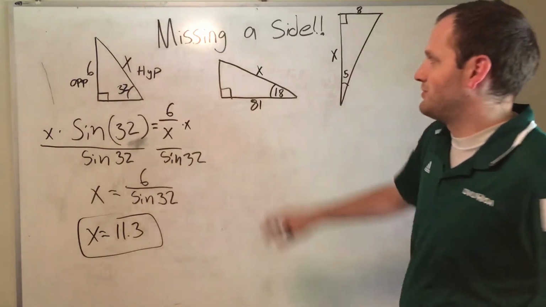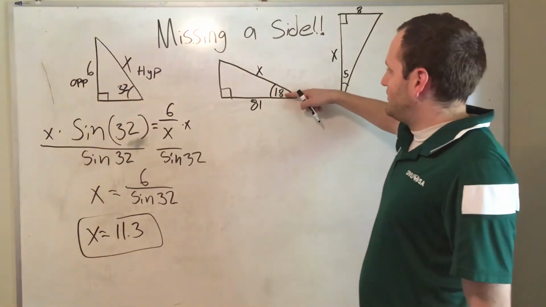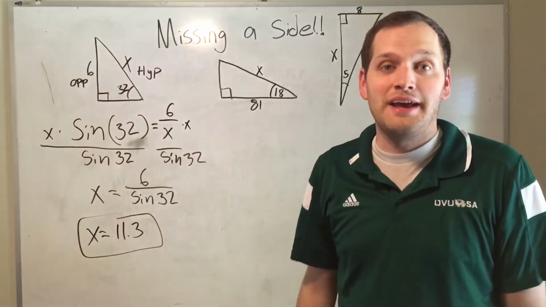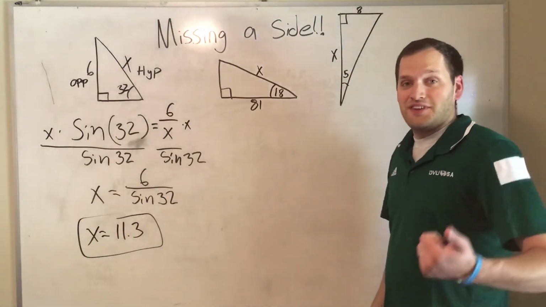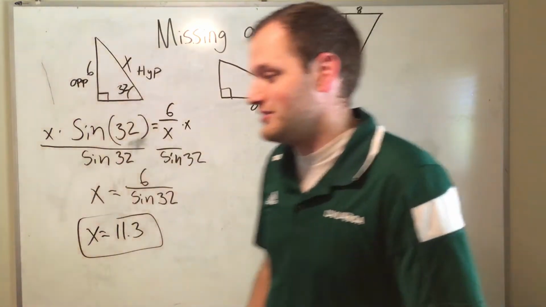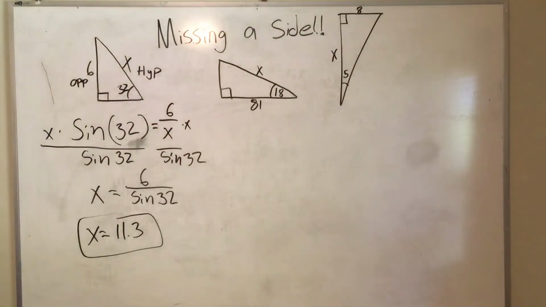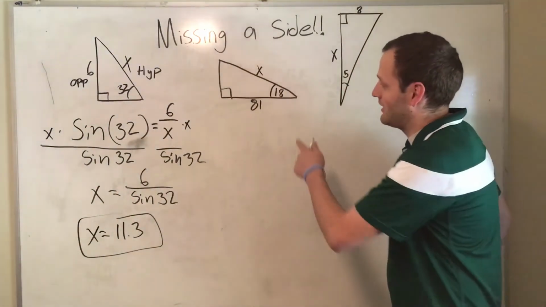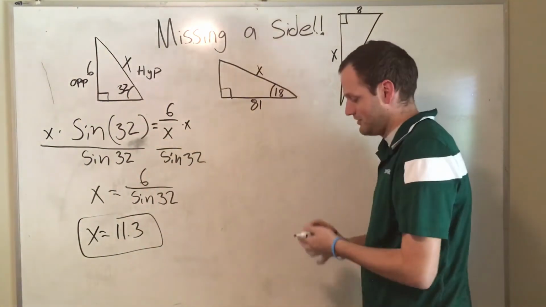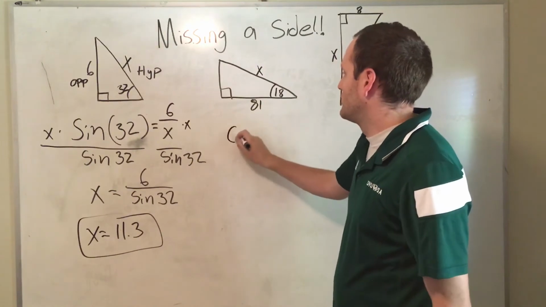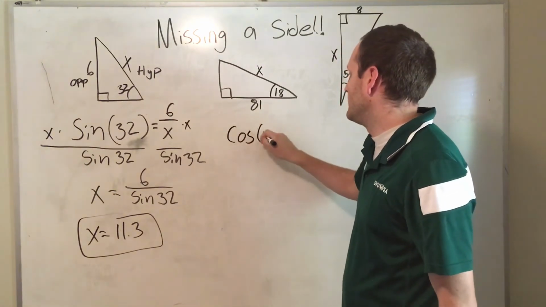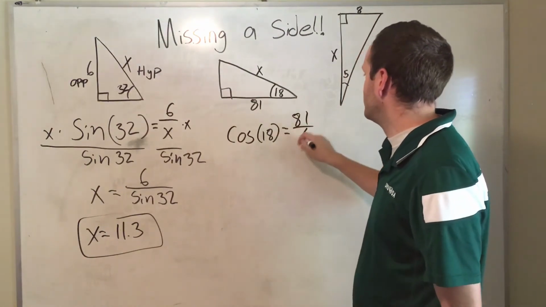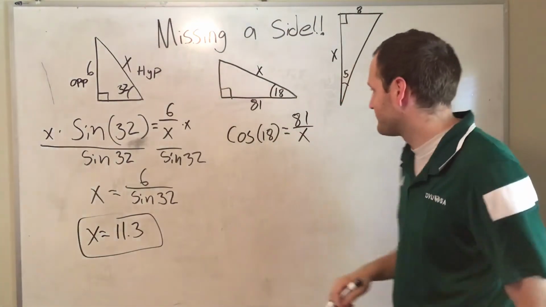Next one, let's do this one. We have 18 degrees as an angle, one of the side lengths is 81, and the hypotenuse is x. We need to determine, is this a sine, cosine, or tangent function? In this case, it will be a cosine. Why? Because we have the adjacent and the hypotenuse. So, cosine of 18 equals 81 over x.